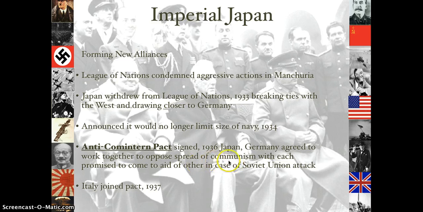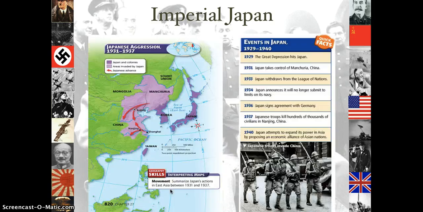That was kind of their common denominator, what they both feared in the Soviet Union. So they said they would both help each other if attacked by the Soviet Union, and eventually Italy will also join that pact.